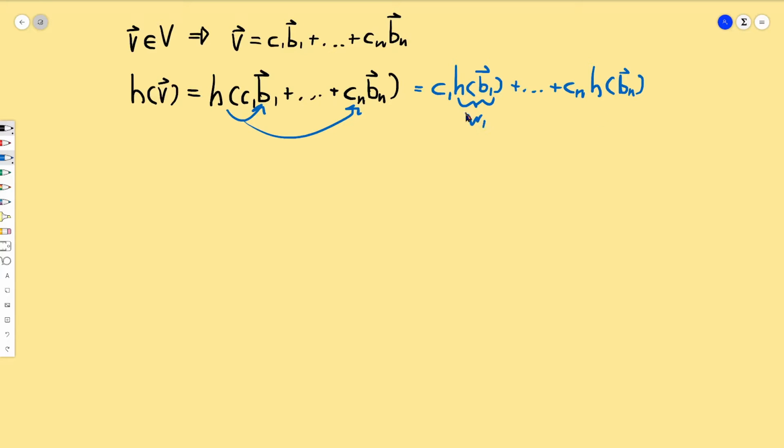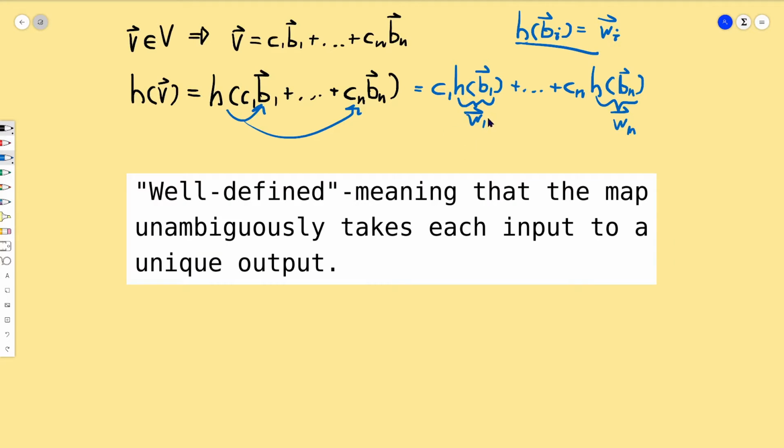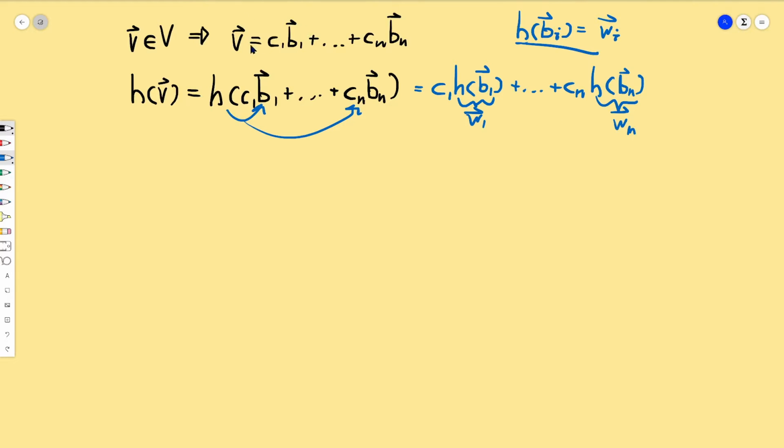So this should equal C1 times H of B1 plus all the way to Cn times H of Bn. But H of B1 is W1, and H of Bn is Wn. And in general, H of Bi is equal to Wi. That's the action of the map as we defined it. We said there exists a homomorphism, in fact a unique homomorphism, that has this specific action between the basis vectors of the domain and this set of n arbitrary vectors in the codomain. And since the representation of each vector in the domain with respect to the domain basis B is unique, this map is well defined as long as we define this linear combination of the W vectors to be the output when we input the vector V into the function H.